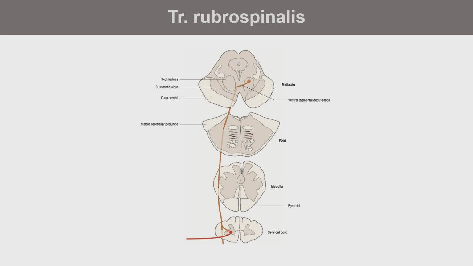Rubrospinal tract. We know that it is from the red nucleus in the lateral fascicles, crossing the midline at the level of the midbrain, and then going side by side with the corticospinal tract.